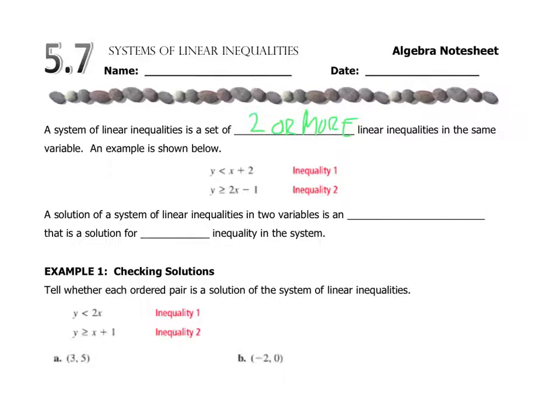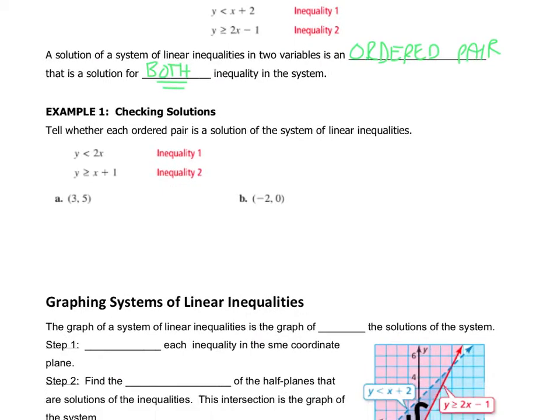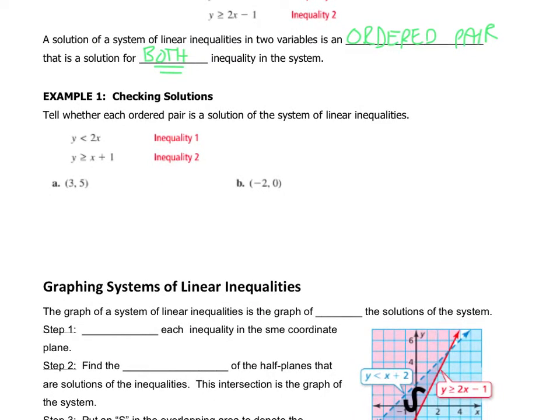So the solution of a system of linear inequalities is an ordered pair that is a solution for both inequalities in the system. And again, it has to fit both. So let's first start by checking some solutions to some inequalities systems.